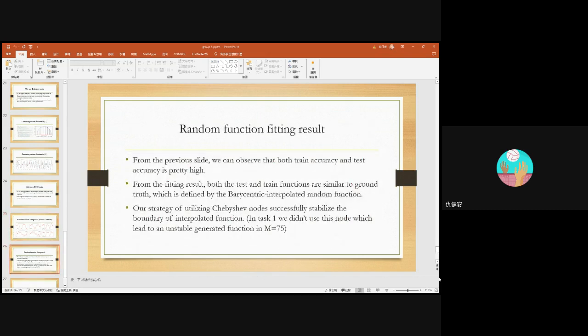Overall, both the training and test accuracy are high. The fit function closely resembles the ground truth defined by the barycentric interpolated functions, demonstrating the effectiveness of our methods and the stability provided by using Chebyshev nodes.